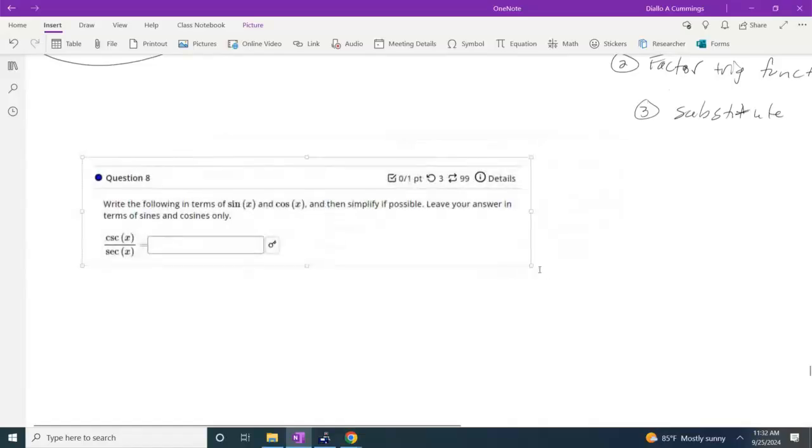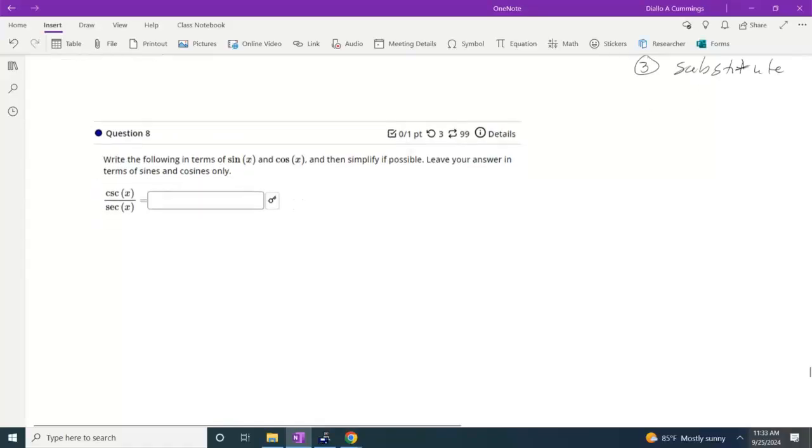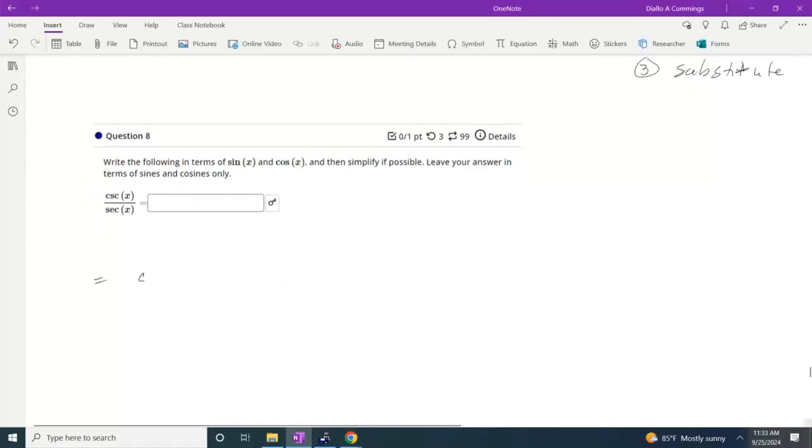Number 8, we're going to do the same way. So it says write the following in terms of sine and cosine and then simplify. Leave your answer in terms of sine and cosine only. Because you can get to a part where you can keep simplifying and simplifying, but this actually wants you to write everything in terms of sine and cosine, and your final answer should only contain sines and cosines. All right, so let's simplify cosecant x divided by secant x.